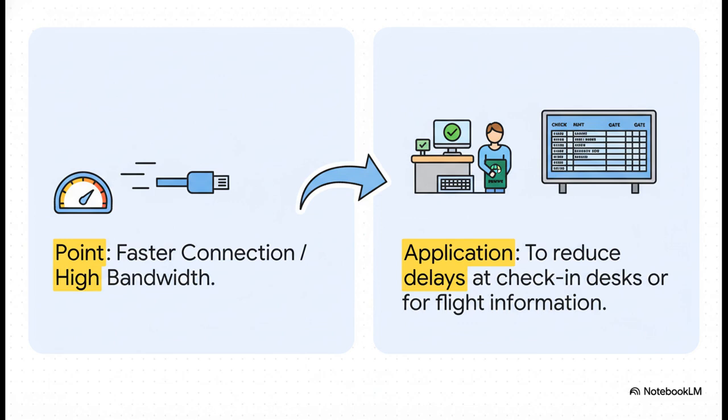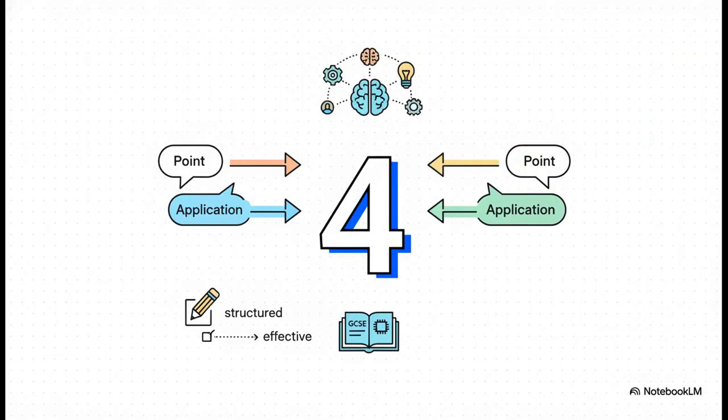Point, a wired connection gives you a faster connection or high bandwidth. That's 1 mark. Now let's apply it to the airport. Application, to reduce delays at check-in desks or when accessing flight information. It's specific, it's relevant, it's a perfect 2-mark answer. And just like that, by using that simple point plus application formula twice, we've secured a perfect 4 out of 4 for this first part. See? It's all about being structured and hitting those key points.